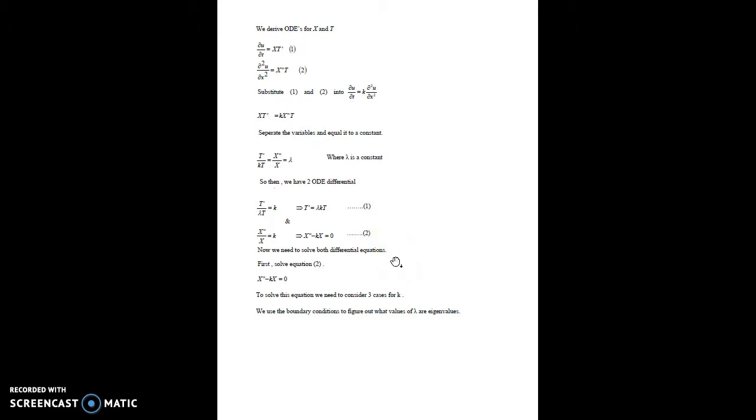Let's look at the first equation, X double prime minus kX equals 0. To solve this equation, we need to consider three cases for k. We use the boundary conditions to figure out what values of lambda are eigenvalues.